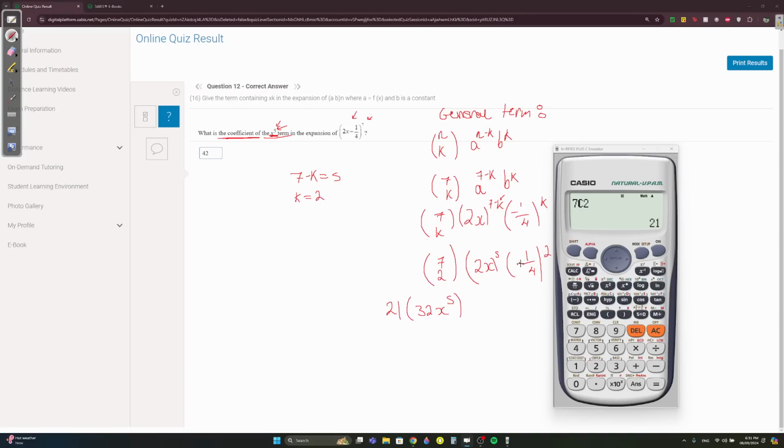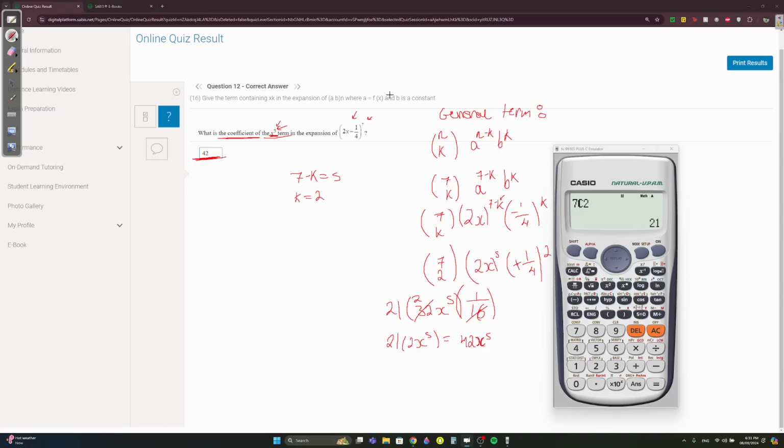Minus 1 over 4 squared: if it's a negative squared, it becomes positive. If you have a fraction, you square the numerator and the denominator. 1 squared is 1, 4 squared is 16. What can I cancel? I can cancel the 32 and 16, because 32 divided by 16 gets me 2. So I'm left with 21 times 2x to the power of 5, which equals 42x to the power of 5. So what's the answer? 42.